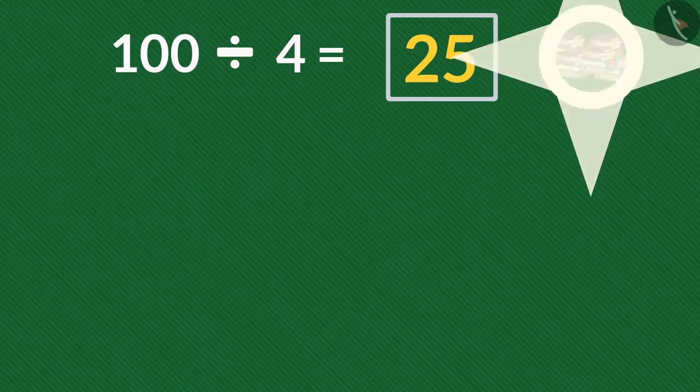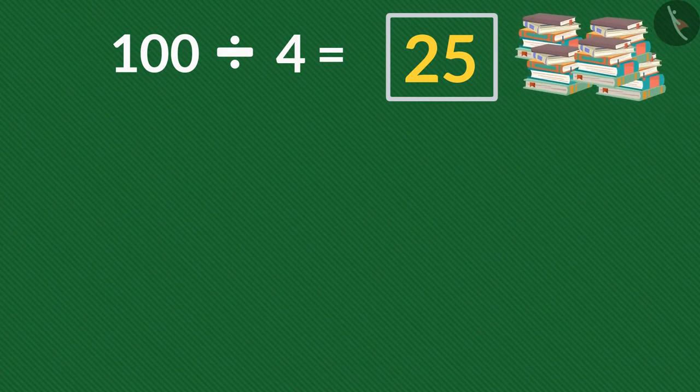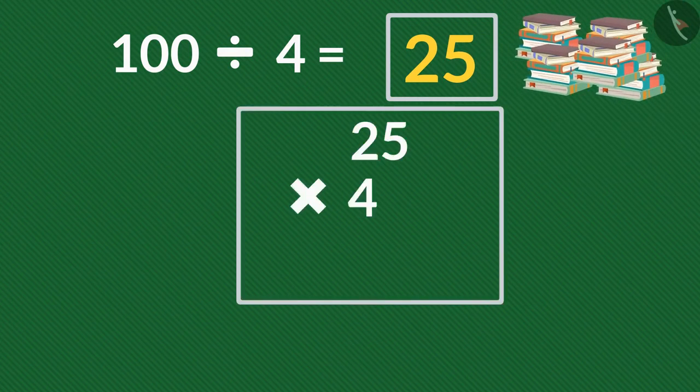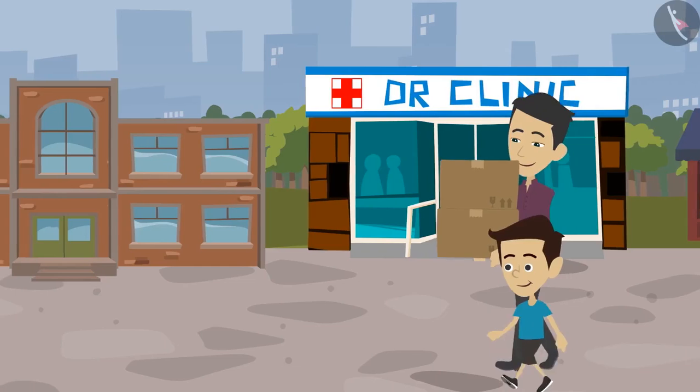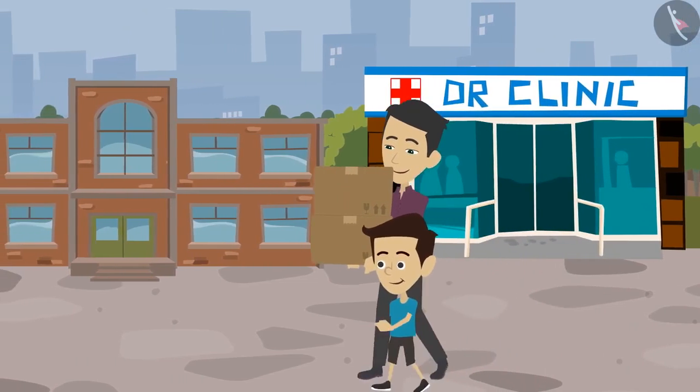100 divided by 4 is 25. So I will give 25 books to him. But Dad, 25 books cost 1,000 rupees and we are taking 1,500 rupees from Uncle. Yes, son, this is the profit.